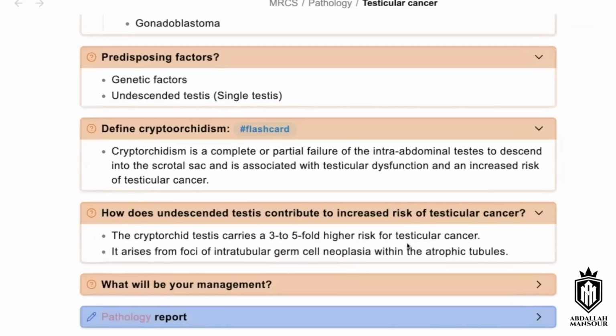What will be your management in this patient? This patient is coming to you with undescended testis at the age of 35, and it has solid and cystic components. What's your management? So I will escalate this with my consultant, and we discuss this in the multidisciplinary team. We would want to do staging investigations, so we do staging CT abdomen, chest, and pelvis, and we might want to do chemotherapy or orchidectomy as well.